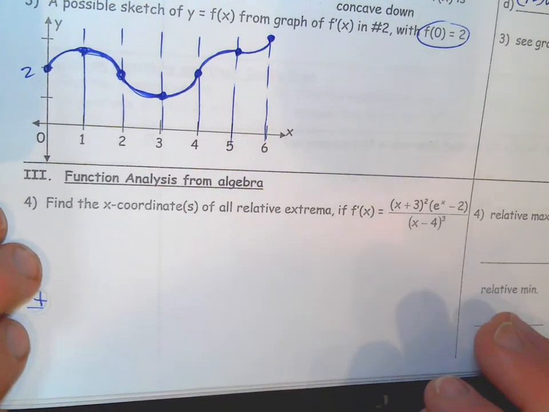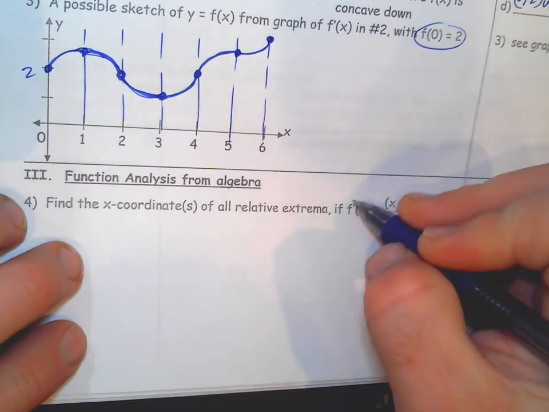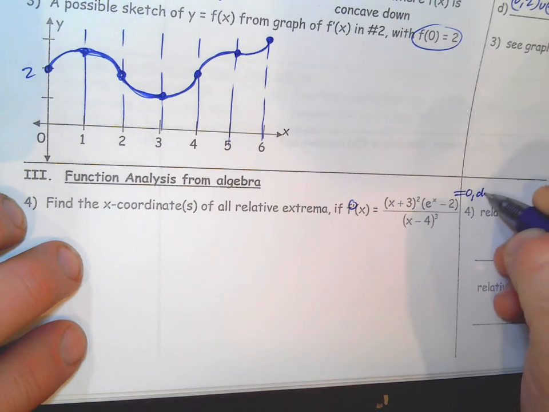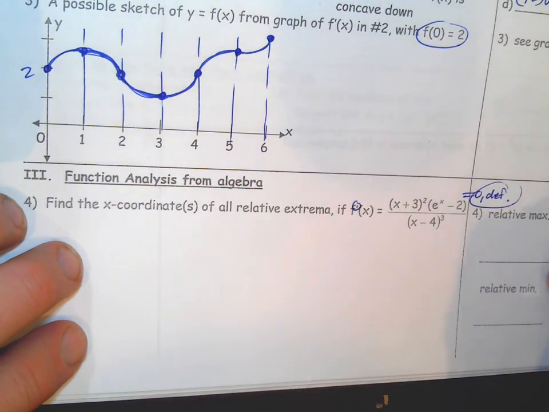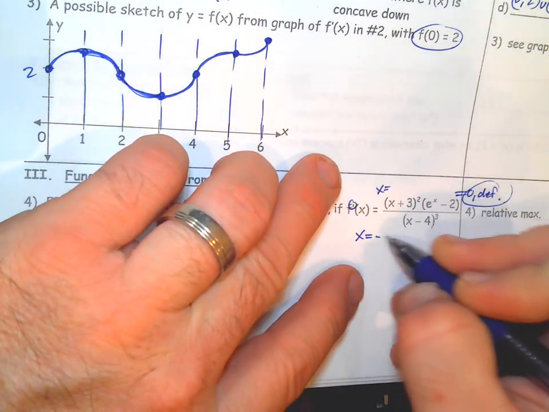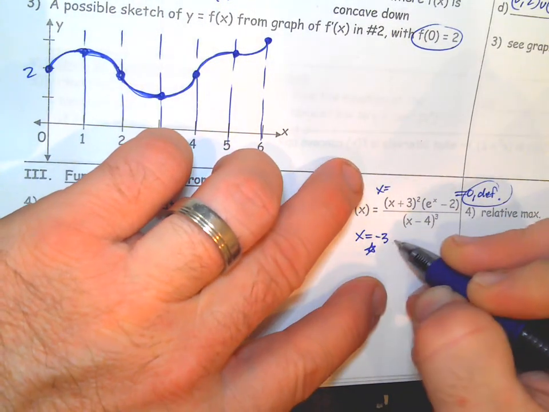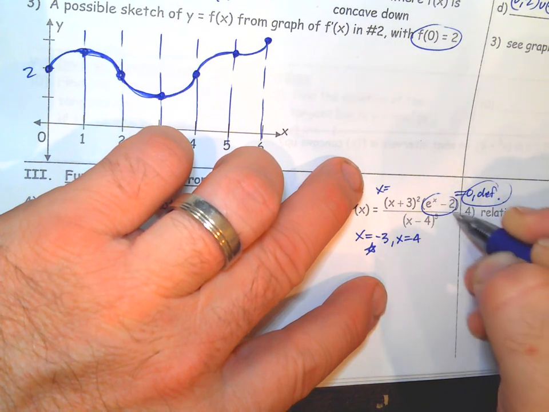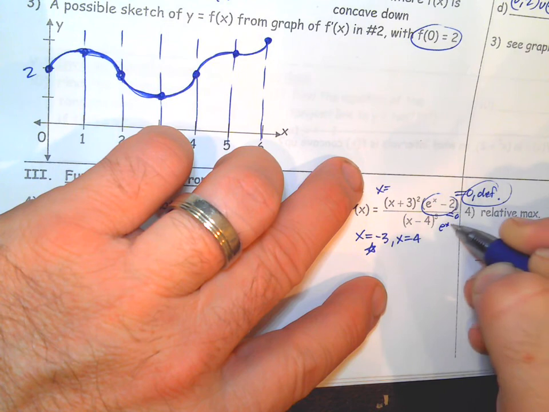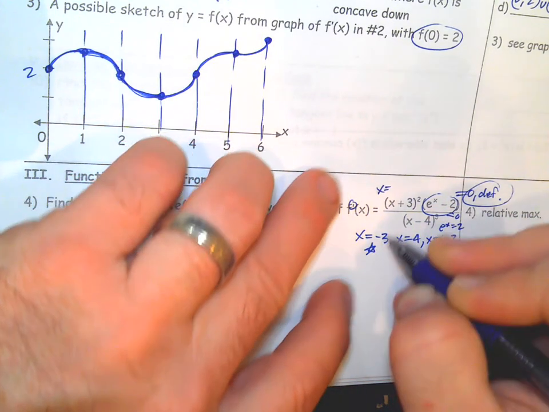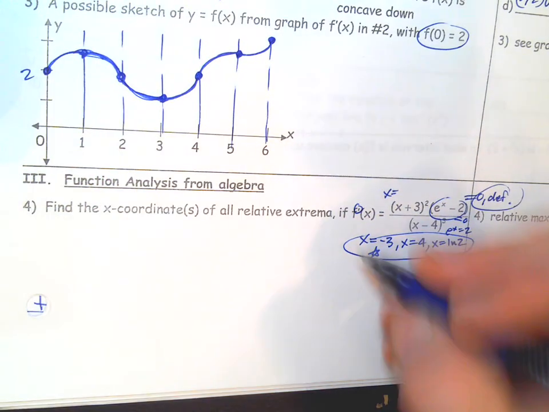Okay, find the x-coordinate of all relative extrema. So I've given you the derivative already. Take advantage of it. Do not take a derivative. So we need to set it equal to 0 or undefined. You should label that. The critical points are x equals -3, which is going to bounce off the graph, and x equals 4. If you set this equal to 0 and solve, you take the natural log of both sides, and you get x equals the natural log of 2. Okay, so these are our critical points.